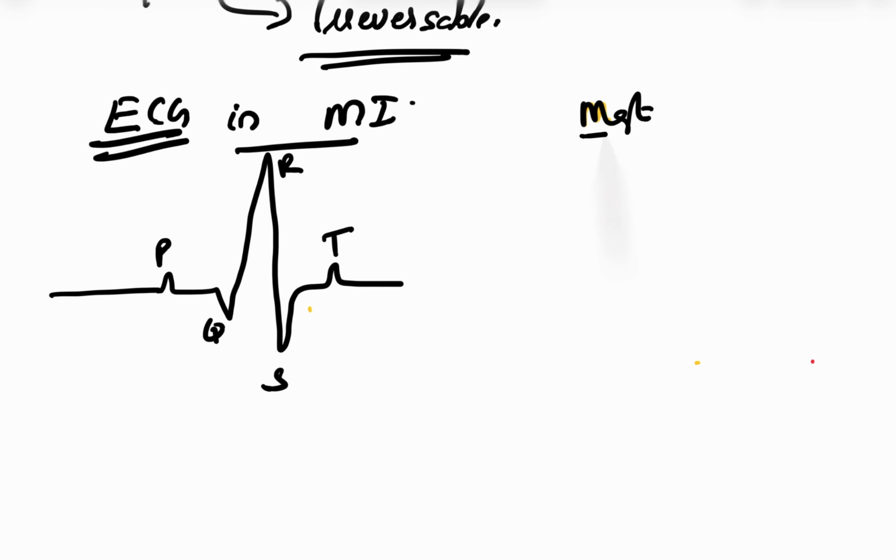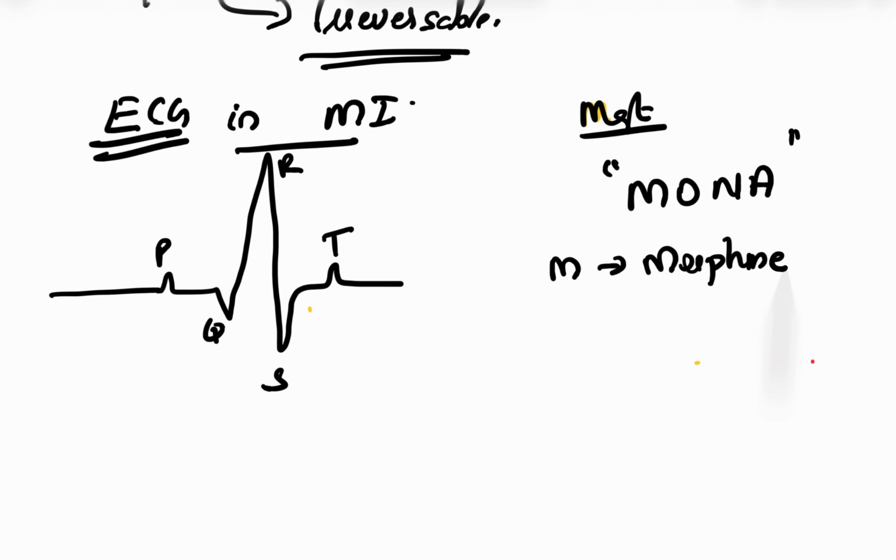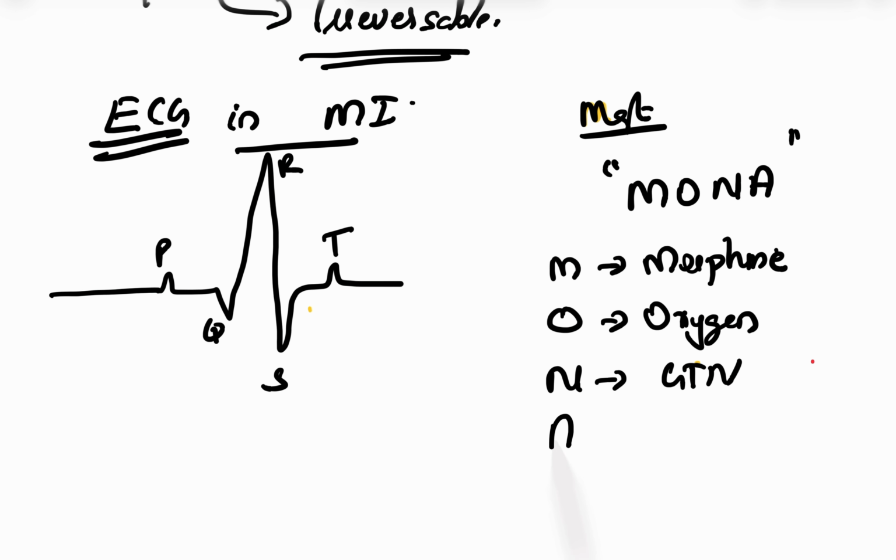Management is MONA. What is MONA? M for morphine, O for oxygen, N for nitroglycerin, and A for aspirin. So remember, the management of myocardial infarction is MONA: morphine, oxygen, nitroglycerin, and aspirin.